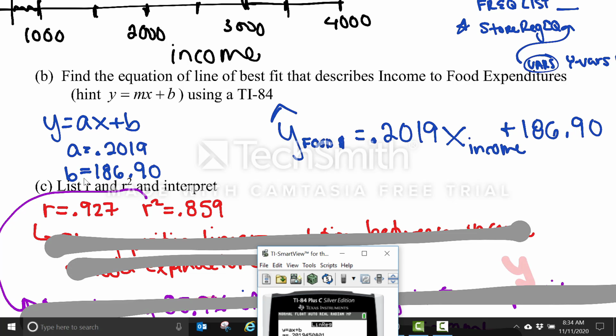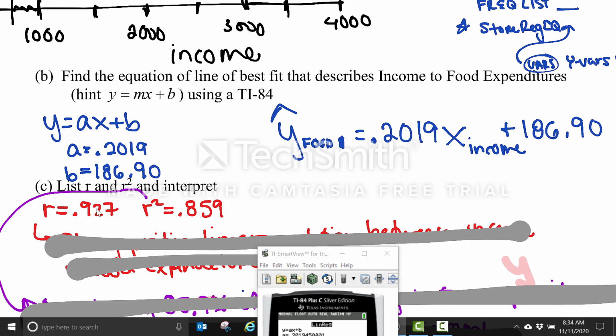And then your y-intercept again is saying if you didn't have an income, you'd still spend about $187 a month on food. This little hat here means it's a prediction equation. It's like pretending to be Y, so it's wearing a disguise, it's wearing a hat. So it's actually called Y hat.